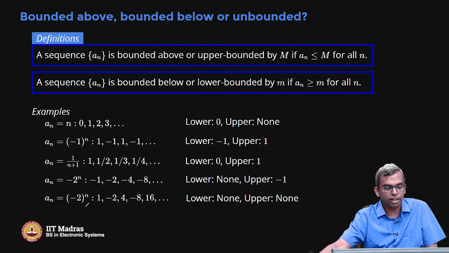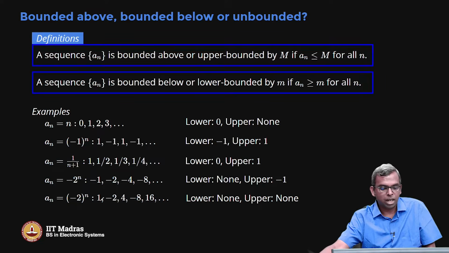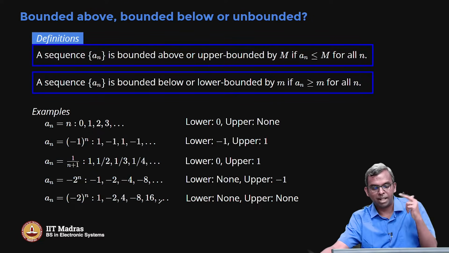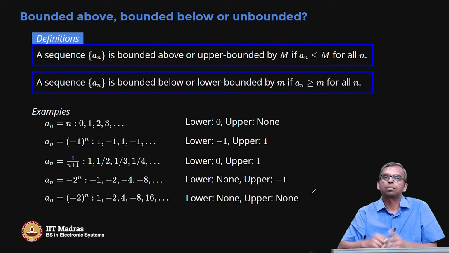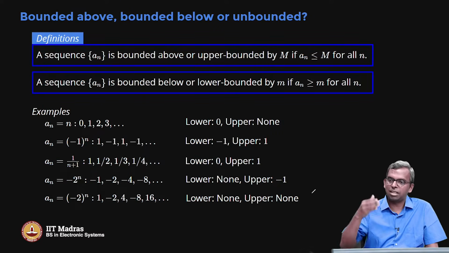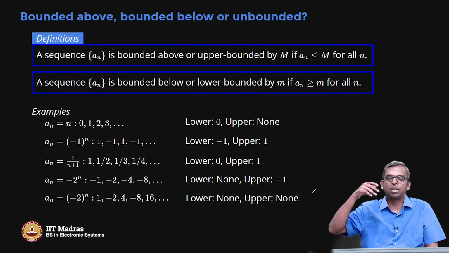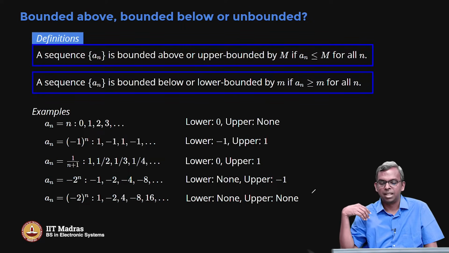Minus 2 whole raised to the power n. Notice what happens here. This one does this interesting alternation: 1, minus 2, plus 4, minus 8, plus 16, minus 32, plus 64, minus 128, plus 256. So, what will happen here is there will be no lower bound and there will be no upper bound also. On the positive side there are numbers that are blowing up, and on the negative side also the numbers are blowing up. There will be no lower bound, no upper bound.